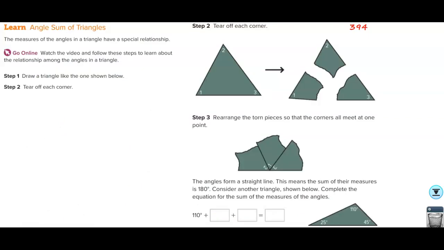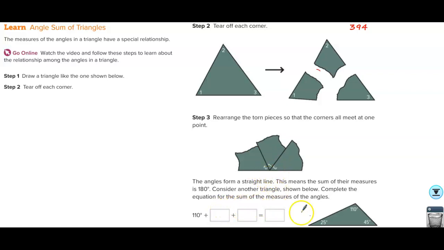Okay, this is a little activity where they want you to have a cutout of a triangle which you tear apart so that you have the three angles of the triangle. And then if you line them all up together, they make a straight line. They're trying to show you that if you add them all together, they equal 180 degrees. And that's one of the rules that we use a lot with triangles. We know that if we add all three of their angles together, it equals 180.